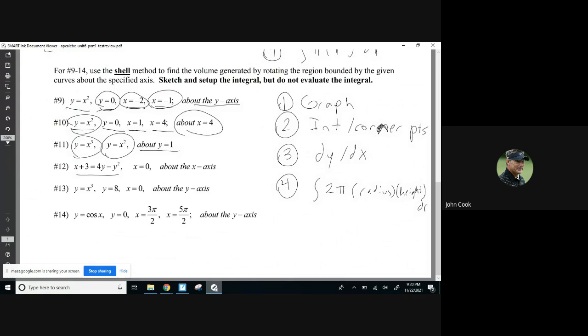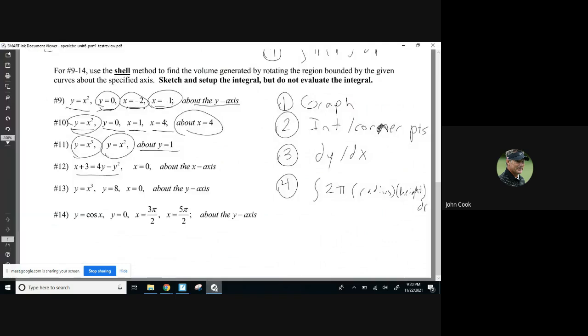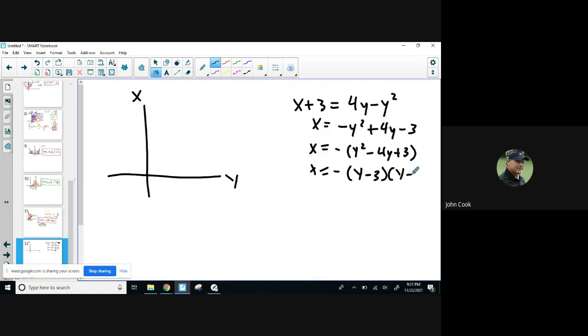So if I have x plus 3 equals 4y minus y squared, I would just get x by itself. So that'd be 4y. And let me rearrange this. Negative y squared plus 4y minus 3. I'd probably also factor out a negative. So I'd get a negative, that'd be y squared minus 4y plus 3. Oh, and that factors. Okay, this is getting a lot easier. That's going to be y minus 3, y minus 1. Yeah, there we go. So that helps me out a lot.